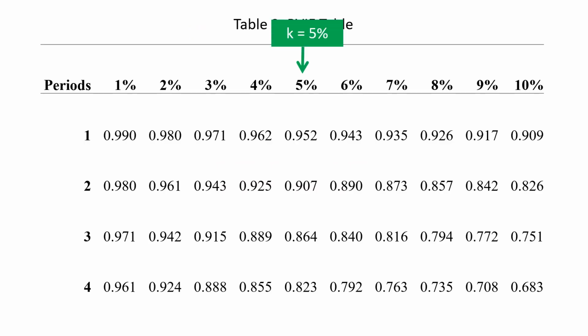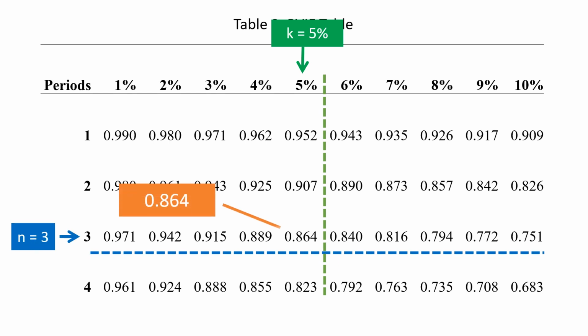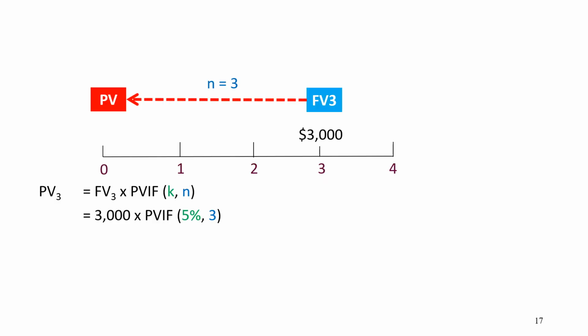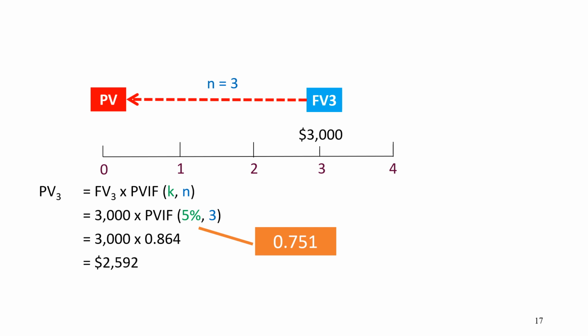We are given K and N. The intersection is the answer. Substitute the interest factor into the working and find the present value.